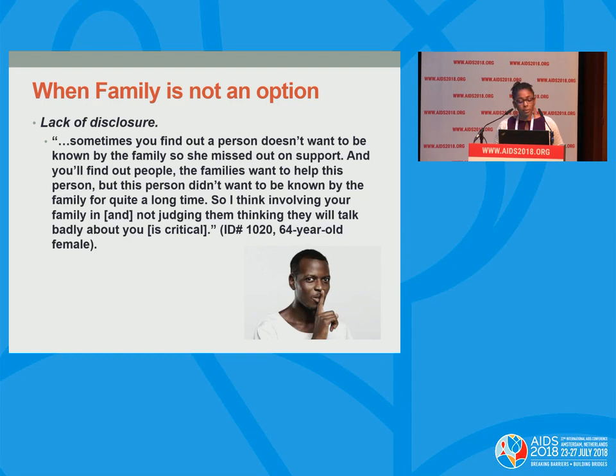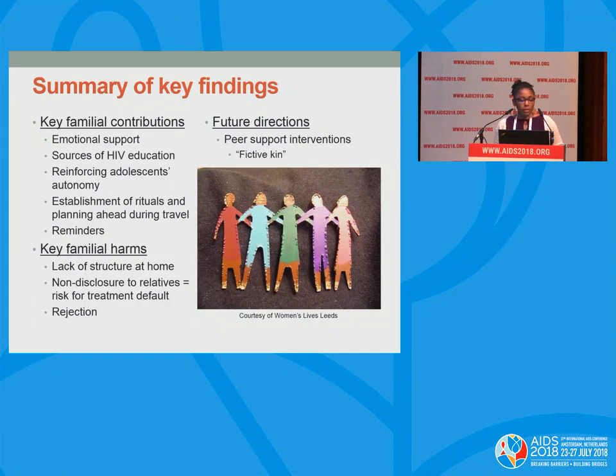And then you find out the families want to help this person, but this person didn't want to be known by the family for quite a long time. So I think involving your family, and not judging them, thinking that they will talk badly about you, is critical. She was talking specifically about several cases where adolescents who were behaviorally infected didn't necessarily want their family to know about their status. It wasn't until they got really sick that they disclosed and then found that their family was supportive when they expected the opposite. So, just a summary of key findings.